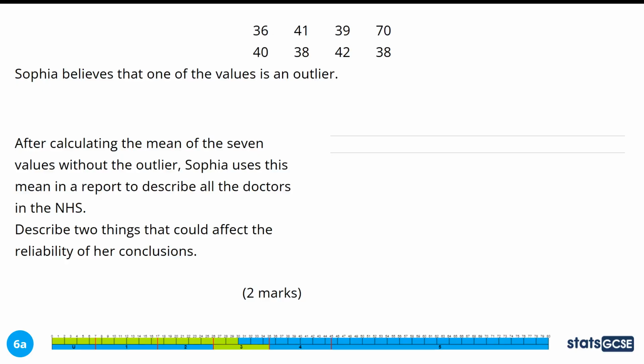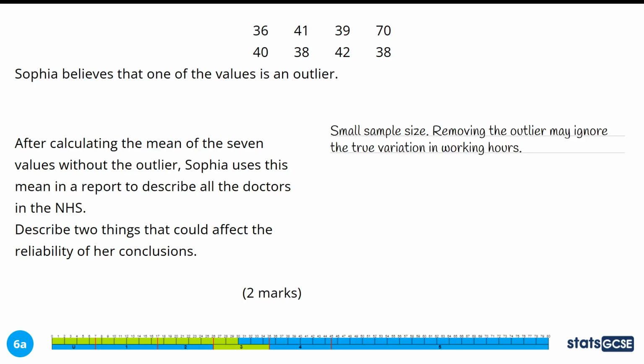After calculating the mean of the 7 values without the outlier, Sophia uses this mean in a report to describe all the doctors in the NHS. Describe 2 things that could affect the reliability of her conclusions. Sophia only asked 8 people, and we're only using data from 7, so there's a small sample size which will affect the reliability. Also, Sophia removed the outlier, and that's normally okay, but it could be that removing the outlier may ignore the true variation in working hours.